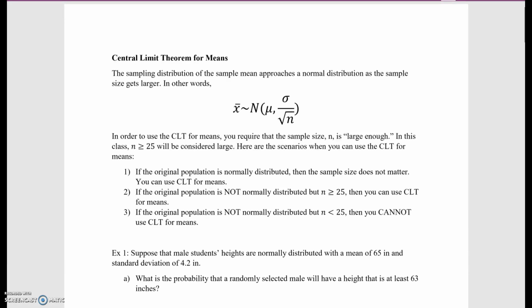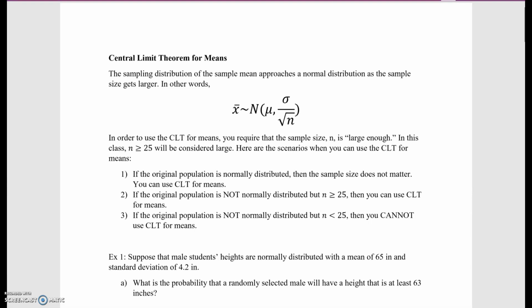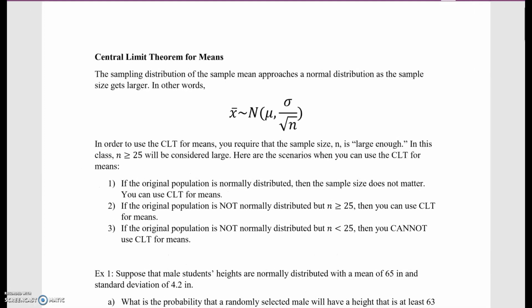Okay, so these notes are on Blackboard. This is actually the central limit theorem for means. It says the sampling distribution of the sample mean approaches a normal distribution as the sample size gets larger. In other words, x bar is normally distributed with a mean of mu and a standard error of sigma over square root of n. So here this thing is going to be my mean. This thing is going to be my standard error.